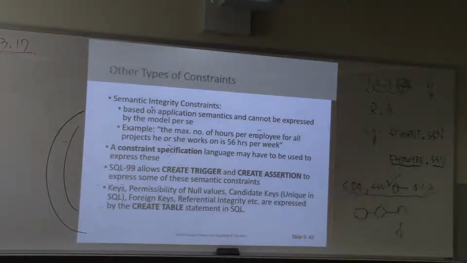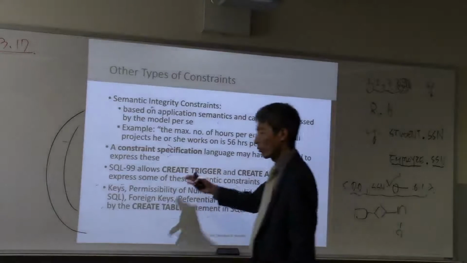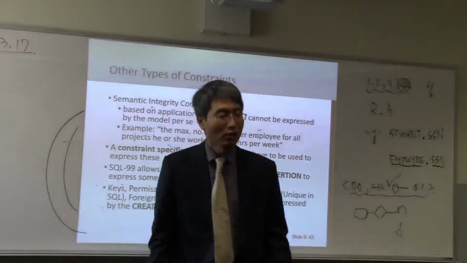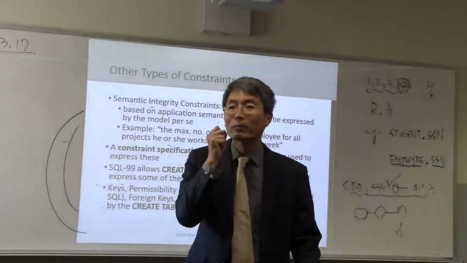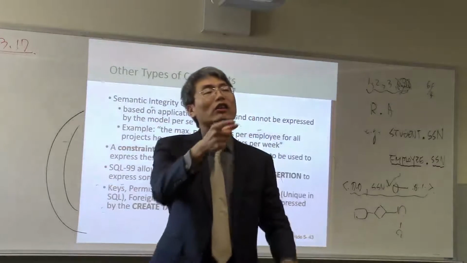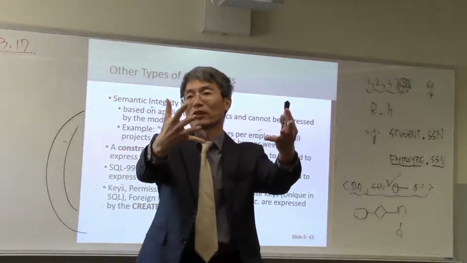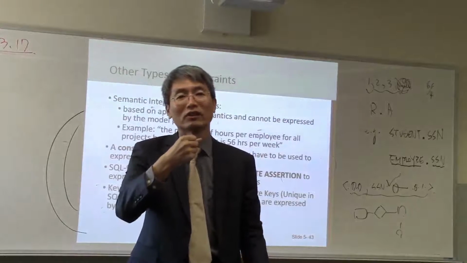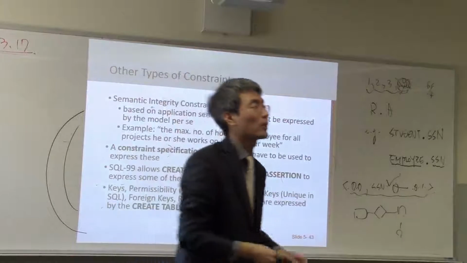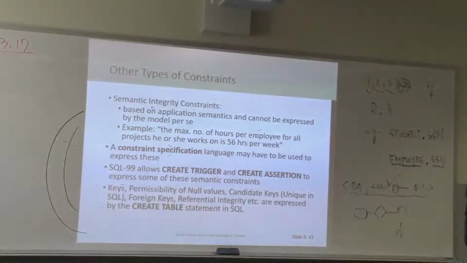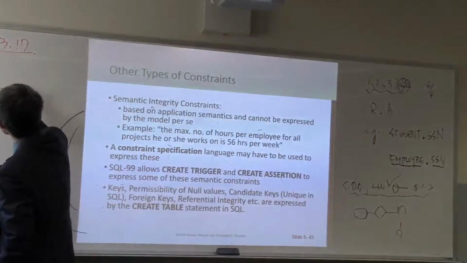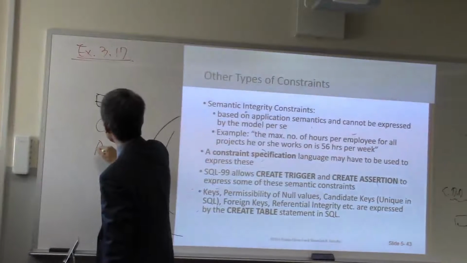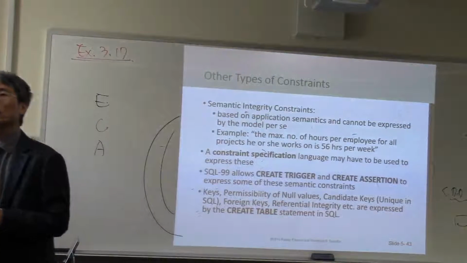Okay, so another type of constraint. So we can use the trigger or assertion. What does that mean, trigger? Triggering is when you invoke something, an action will follow the event, something like the trigger of a gun. Okay? Have you ever heard about the ECA rule?